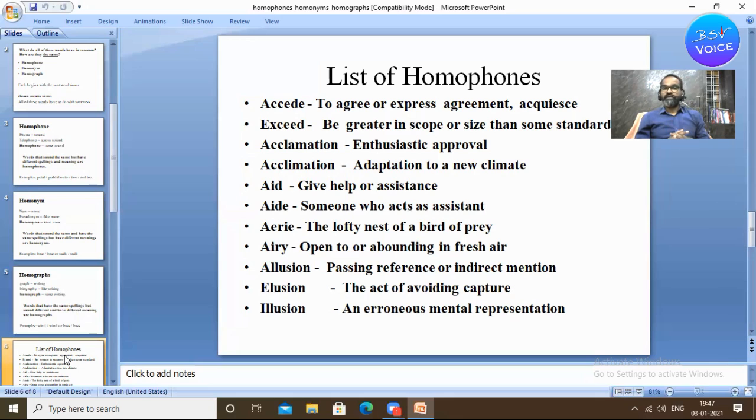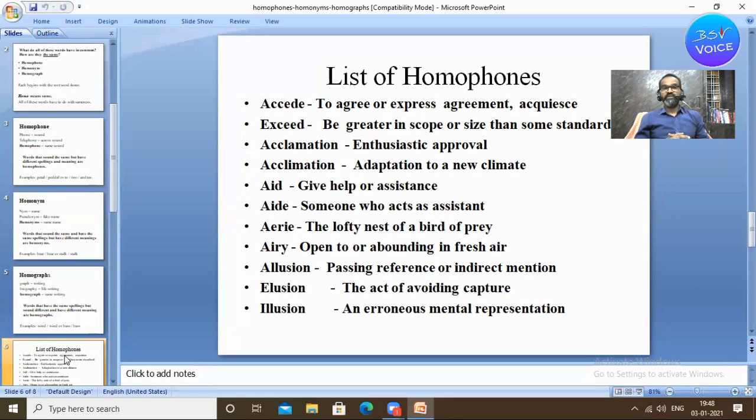So illusion and allusion, a slight difference here, same sound. Allusion is a passing reference or indirect mention. Elusion is the act of avoiding capture. We can see they are so different. Illusion is different again: illusion is that which is not true, an erroneous mental representation, so the person is totally in illusion, which is wrong.